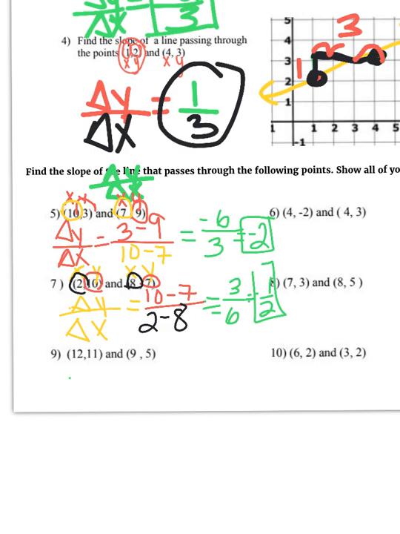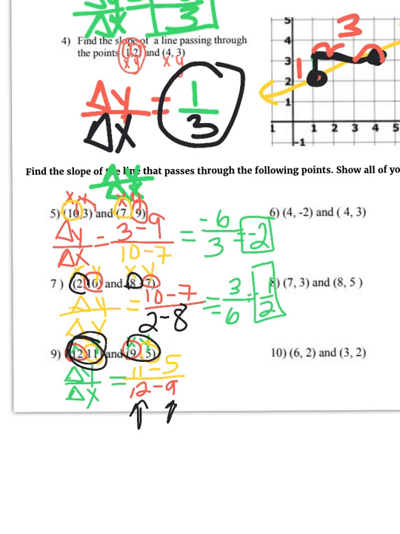All right, let's try this last one. So I have change in y over change in x. This is my x and y, just like in the alphabet. X goes first. I'm going to subtract my y values, 11 minus 5, over 12 minus 9. And again, just make sure 11 and 12 are together here. 9 and 5 are together here. So make sure you've paired them up correctly.